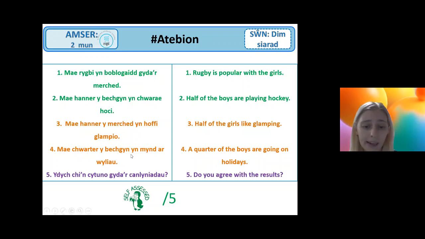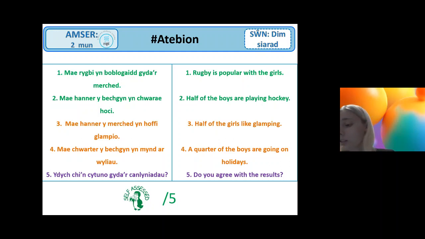Mae 4 bechgyn yn mynd o wyliau. A quarter of the boys are going on holidays. And finally, the last one, ydych chi'n cytuno gyda canlyniadau? Do you agree with the results? So the extension was, how could you answer that question? And someone typed in the chat saying, rydw i'n cytuno or rydw i'n anghytuno. So that's a brilliant way of answering that question.